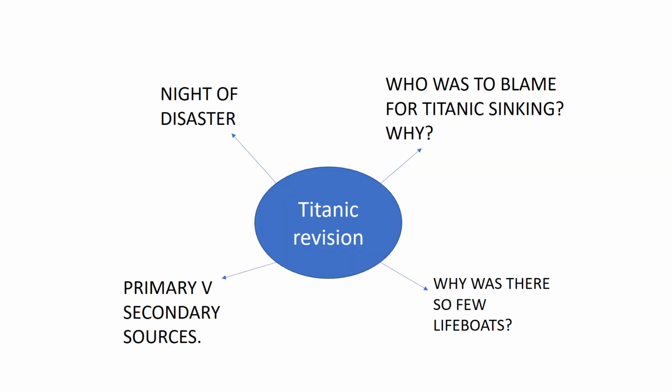So you'd have Titanic revision in the middle of your jotter, and then around that you would have what you need to know for your assessment, and then you'd add in notes. So for example, night of the disaster, and then you'd add in notes around that. So you might say, for example, the Titanic hit an iceberg, the compartments flooded, first class passengers got aboard the lifeboats first. You've also got there who was to blame for the Titanic sinking, why there were so few lifeboats, and primary versus secondary sources. So once you've completed this revision task, just upload either a picture or a Word document to Teams.